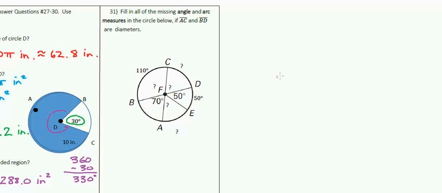Question number 31 says, fill in all of the missing angle and arc measures in the circle below. Let's cover this in a moment. Let's just talk about what this says. It's talking about measures. And in the last couple questions, we discussed measures of an arc and measures of an angle. Measures are in degrees. That means all of our answers for this question are all going to be expressed in degrees.